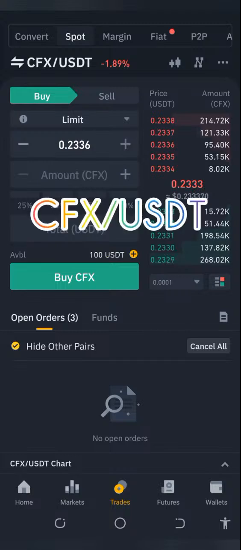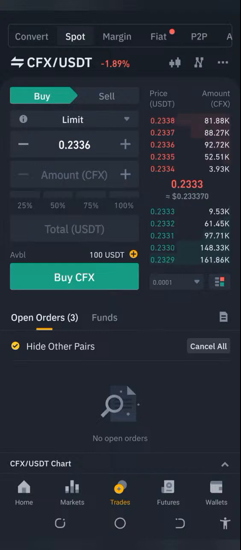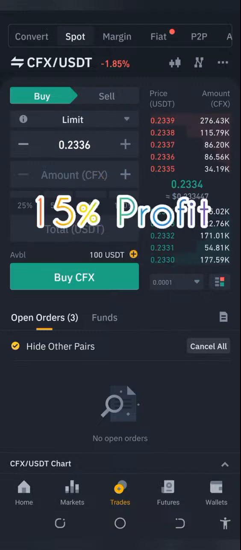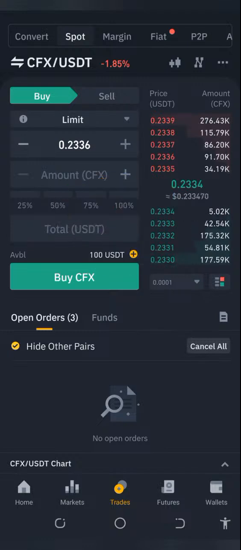I've got CFX/USDT. So now let's go ahead and check out all the parameters and make sure everything works well. Now, this one happens to be a sweet deal. It's supposed to give us probably about 15%. So let's see how this goes, right?